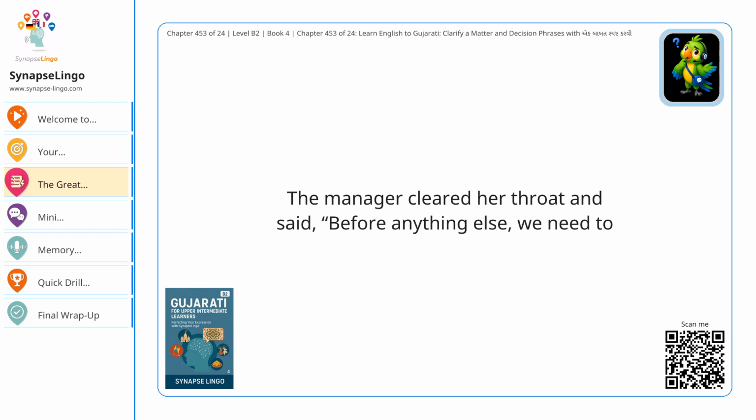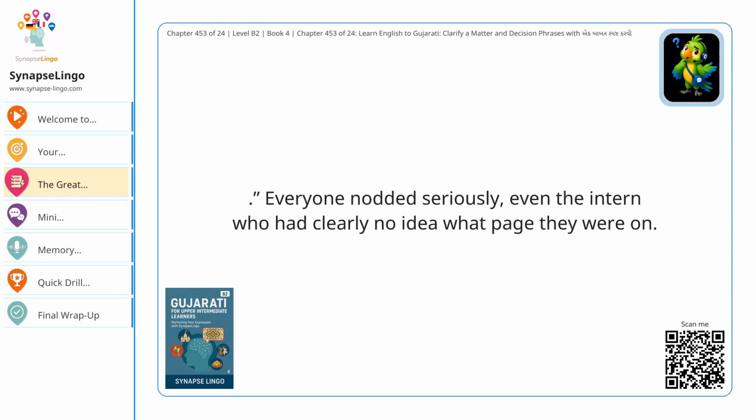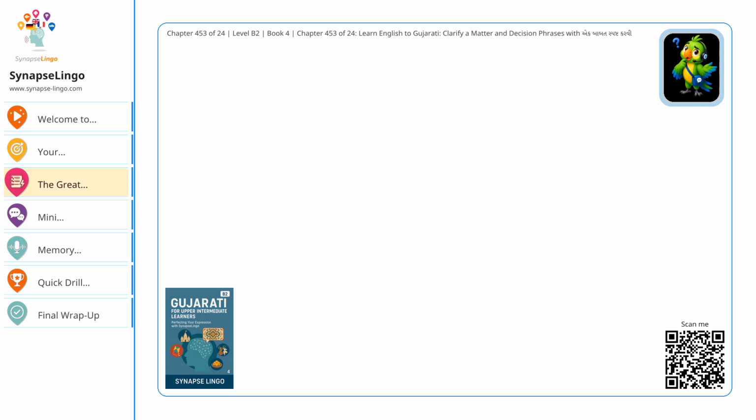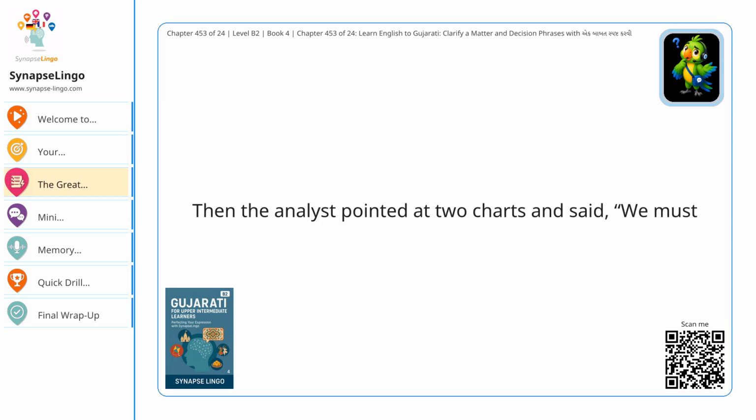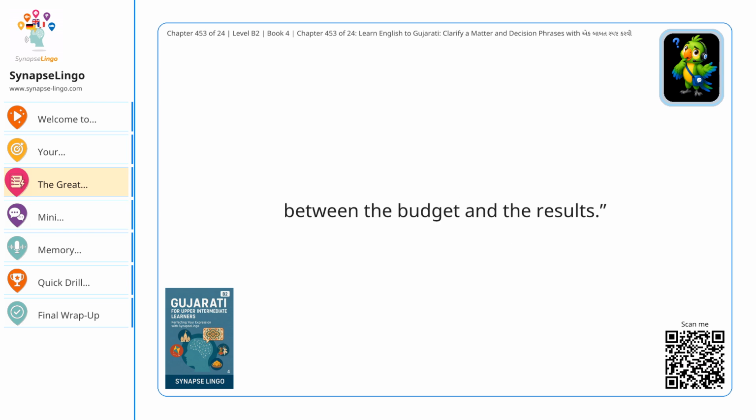The manager cleared her throat and said, before anything else, we need to, એક બાબત સ્પષ્ટ કરવી. Everyone nodded seriously, even the intern who had clearly no idea what page they were on. Then the analyst pointed at 2 charts and said, we must, જોડાણ સ્થાપિત કરવું, between the budget and the results.